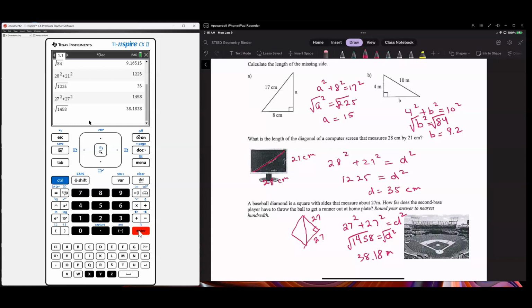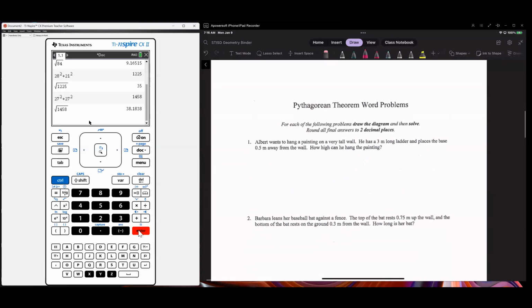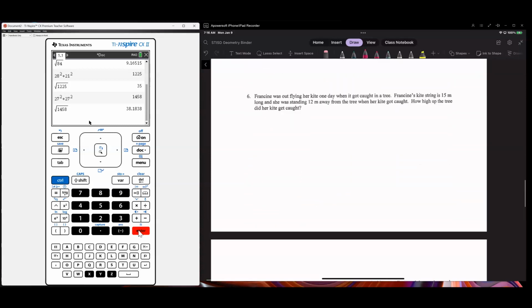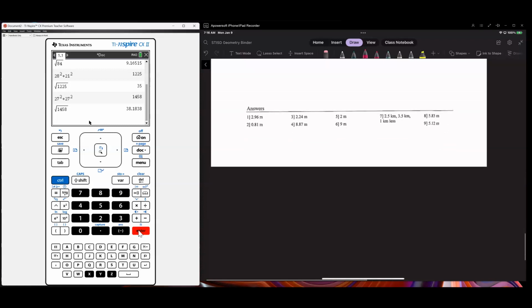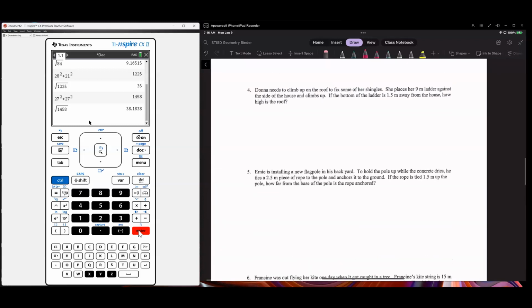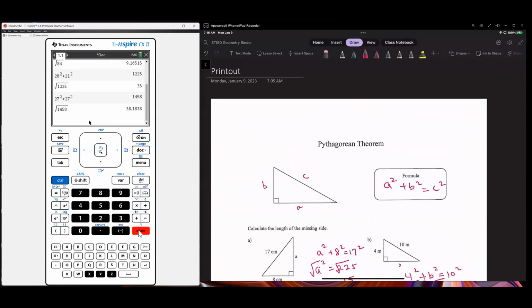Okay, what I want you to do, since I'm not there, is the rest of the problems on your own. Read the word problem. These are all going to be right triangles. And I do provide the answers at the end of the homework. So make sure you do this in class and then submit it to your teacher, your substitute. Thank you.